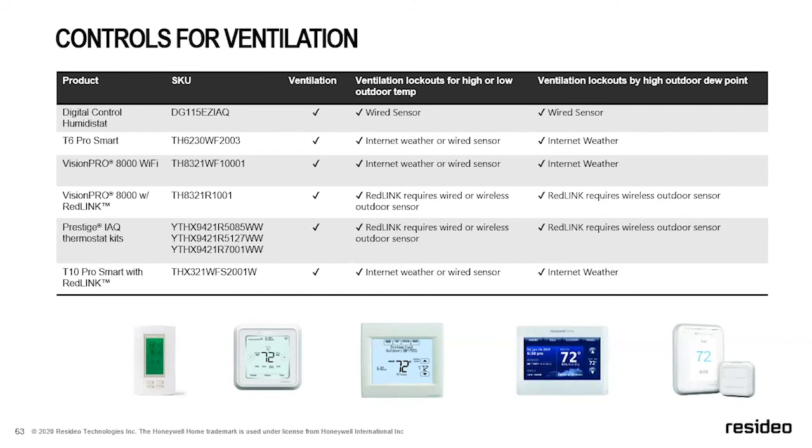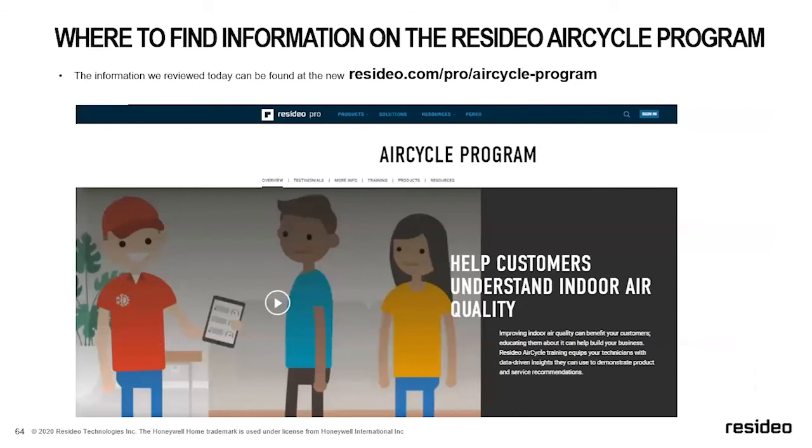And then lastly, we have our T10 Pro Smart with RedLink. So that's a thermostat, it's Wi-Fi, 3 heat, 2 cool. I can control the temperature of my furnace and air conditioner, and also run a ventilator. So those are the controls that we can utilize on ventilation. At this point, I'm going to turn it back over to Jamie.